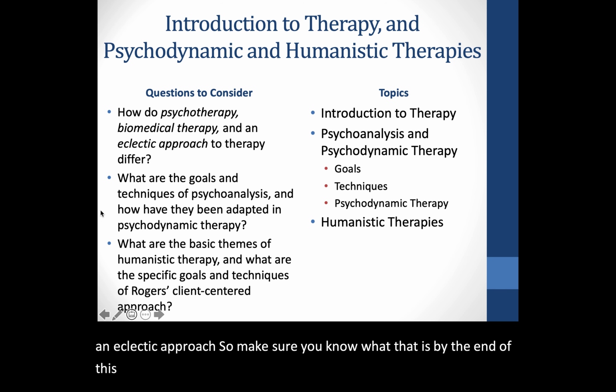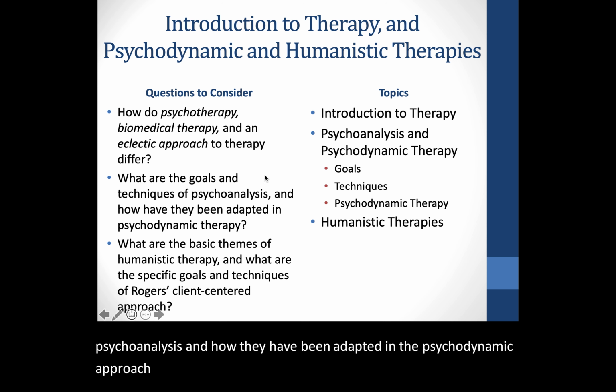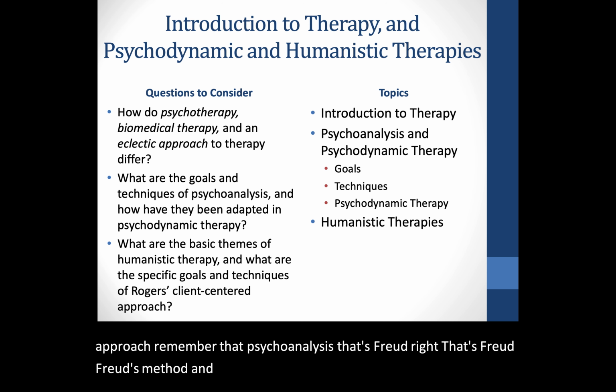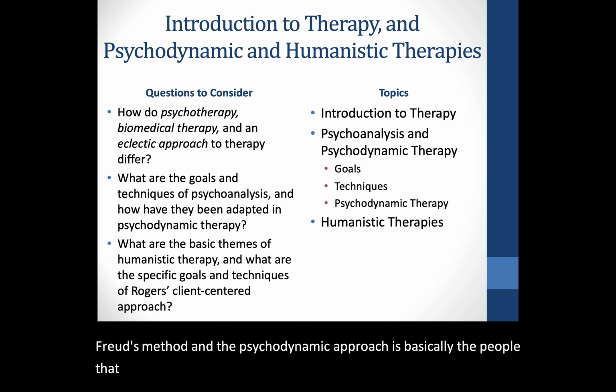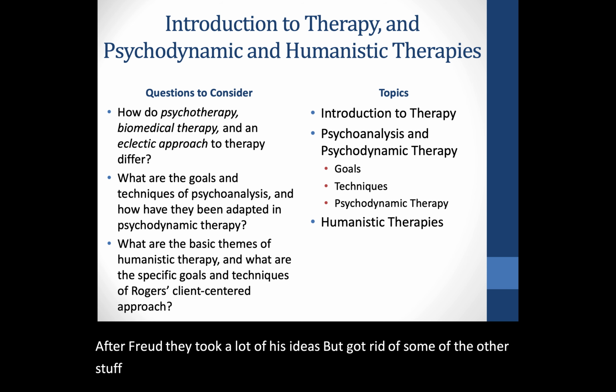Then we're going to go over the goals and techniques of psychoanalysis and how they have been adapted in the psychodynamic approach. Remember that psychoanalysis, that's Freud, right? That's Freud's method. And the psychodynamic approach is basically the people that came after Freud. They took a lot of his ideas, but got rid of some of the other stuff, like the psychosexual stages, among other things. And then finally, we'll look at humanistic therapies.